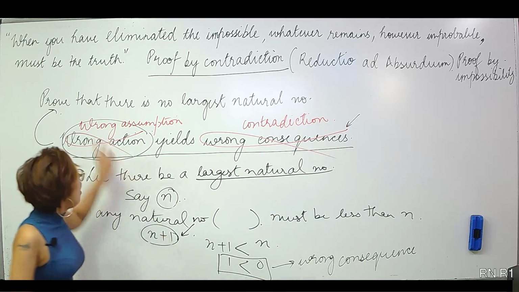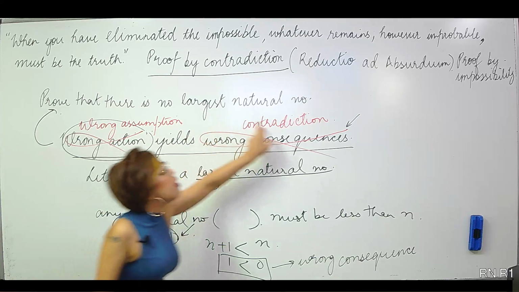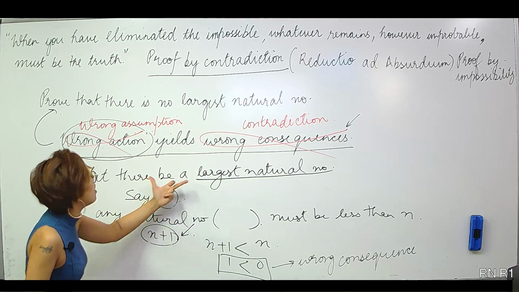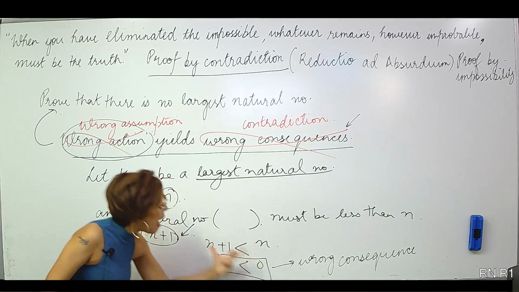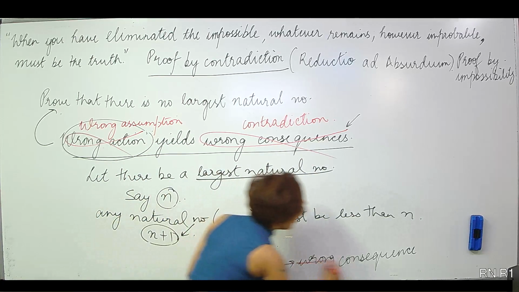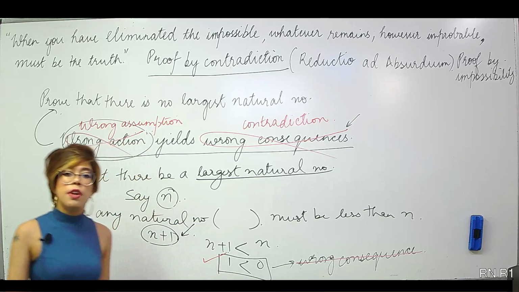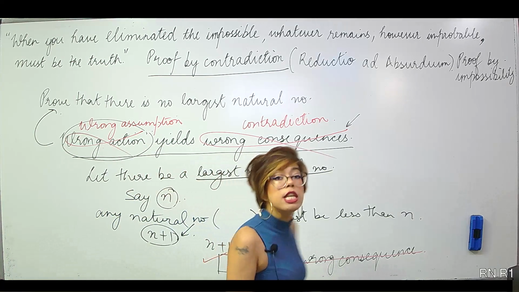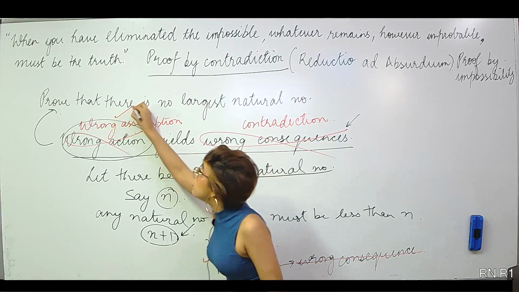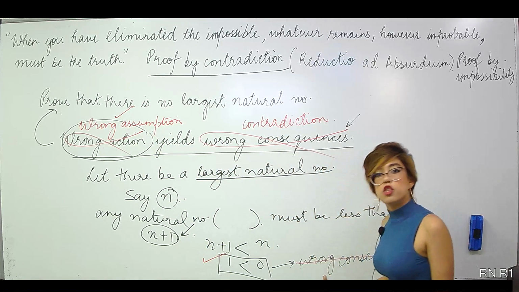So he says wrong assumption yields contradiction. So you started with the wrong assumption, which was there is the largest natural number, and you arrived at this, which is obviously a contradiction. Right? So this is what proof by contradiction is. You start with the wrong assumption and you arrive at a contradiction.